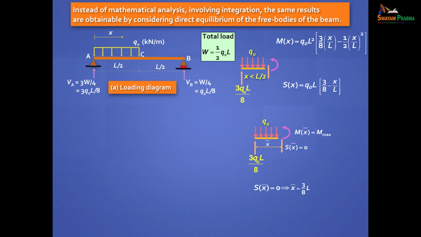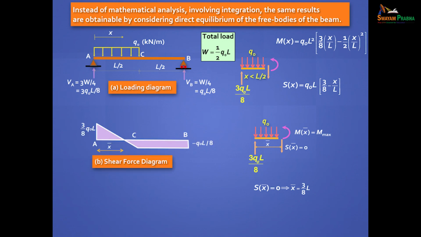VA is 3 q naught L by 8. It's acting up. And so as you go further, it's going to get less and less. At some point it's going to become 0, when x equals 3 by 8 L. So to find x bar, all I have to do is to divide this reaction by q naught. That's all. I divide this reaction by q naught, I'll get x bar. That's 3 by 8 L.